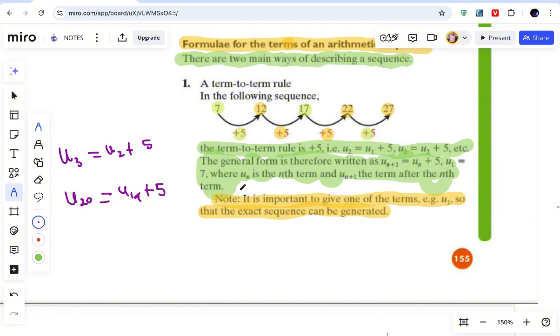Is that okay? So we said U1 is 7. The first number in the sequence is called the first term, and it's called U1. Okay? U1 is 7. So Un is the nth term of the sequence. And Un plus 1 is the term after the nth term, right? So if you want to find Un plus 1, it will be equal to Un plus the common difference.